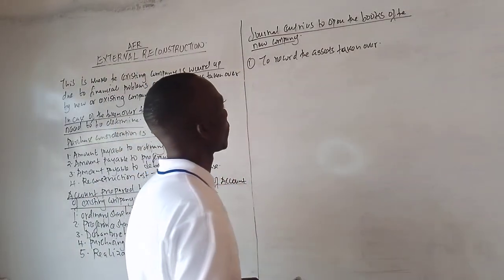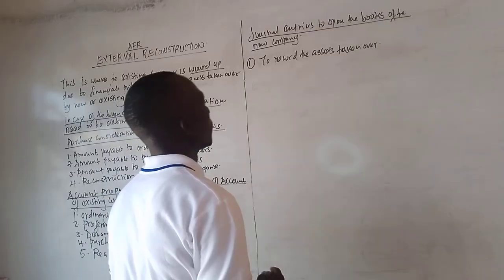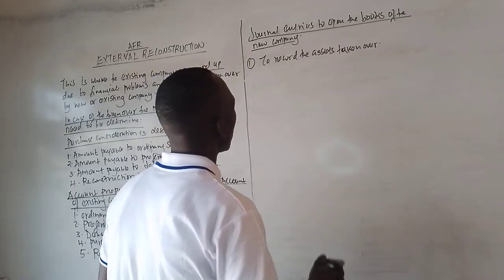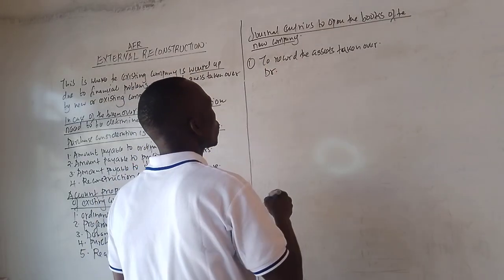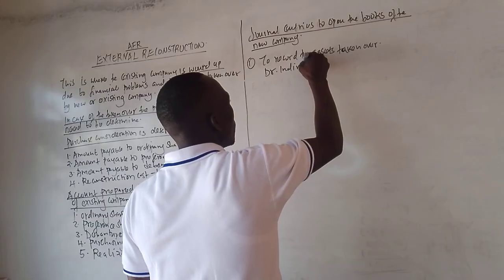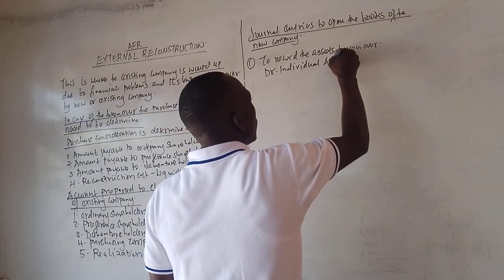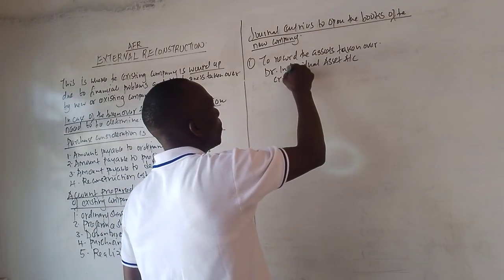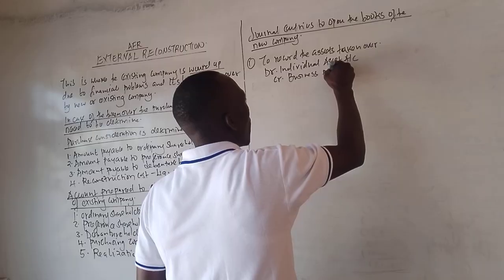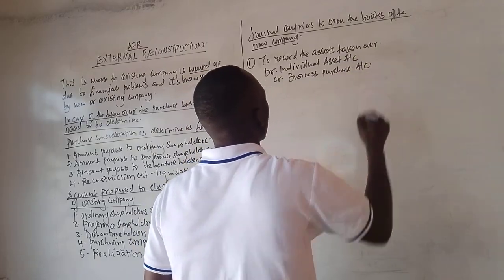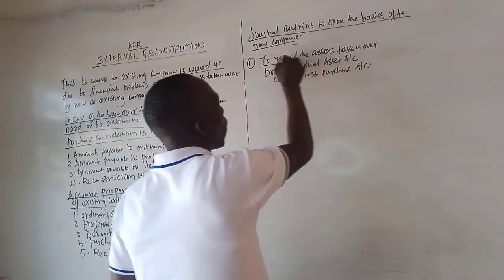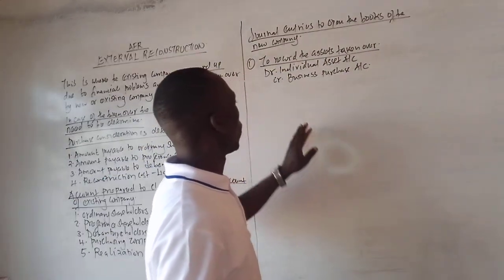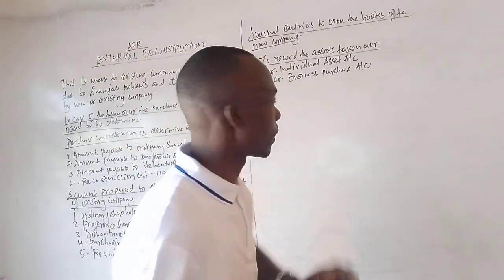How are we going to record the assets taken over? Remember the journal entry from your foundation level, it has a debit and credit. In this case, we are going to debit the individual asset accounts as we credit the business purchase account. That is the journal entry to record the assets taken over.